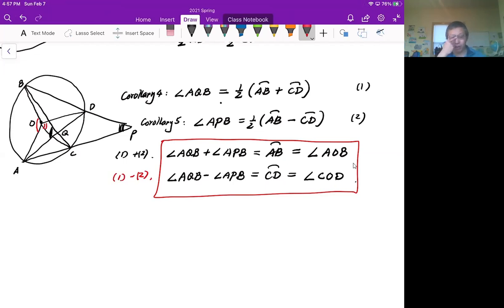What I'm talking about here, I have this picture. I have an outside angle. I have the inside angle. How do I connect the outside angle with the inside angle? We say that the sum of the outside and inside angle equals the angle of AOB. The difference of the inside and outside angle is the angle of the COD, right? So that makes the computation very, very easy.